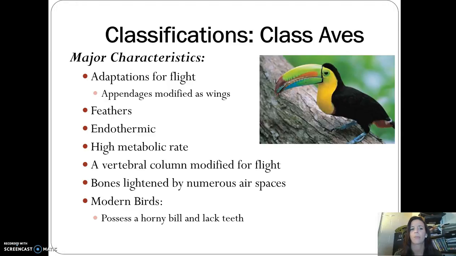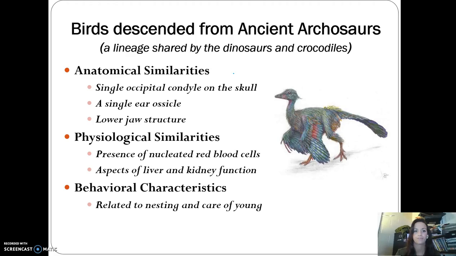First, let's talk about the major characteristics of birds in general. They have adaptations for flight. Obviously, birds fly. They have feathers. They're endothermic. They have a very high metabolic rate, which relates back to their ability to fly. They have a vertebral column modified for flight, and they have lightened bones. Also, modern birds do not have teeth. Instead, they have some sort of bill.